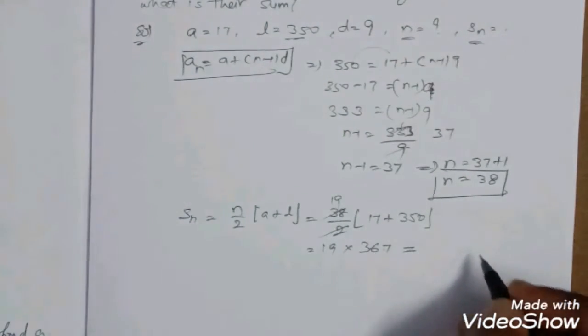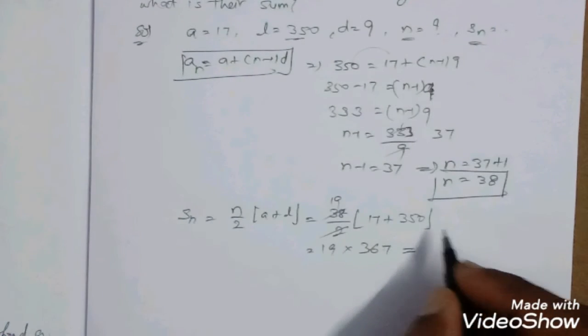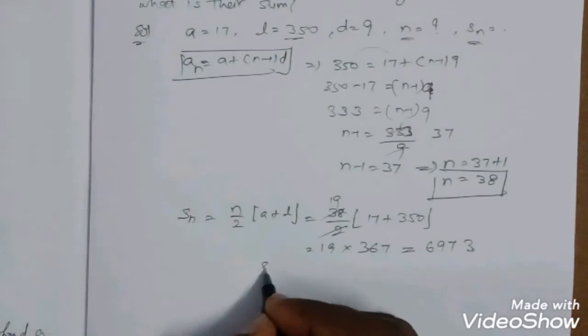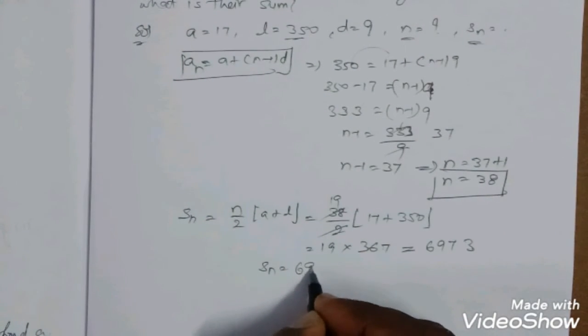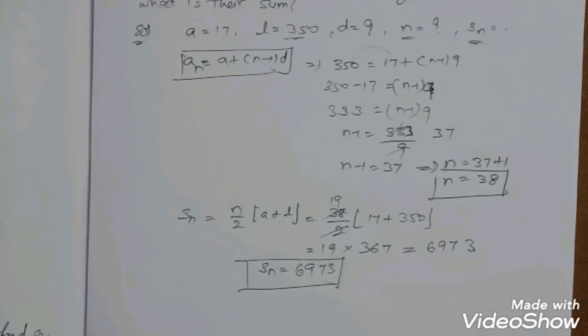Now multiply these two. If you multiply 367 into 19, you will get 6973. So here Sn is equal to 6973 is your answer. Right.